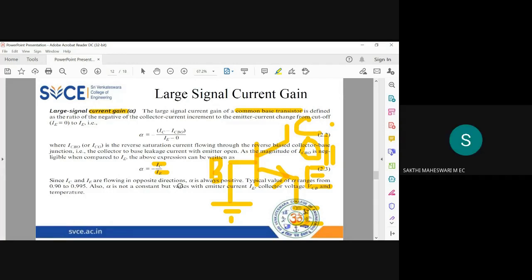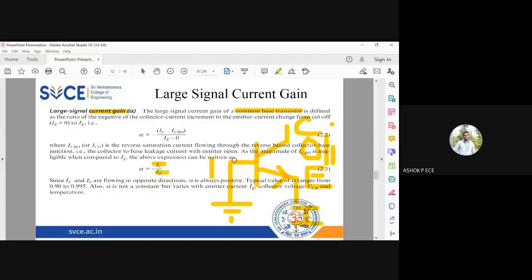Emitter current is larger, sir. Emitter current is always larger in a transistor. So when you always divide by a larger number, what will be the answer you get? It is less than 1. Very good. So see here, the text given.